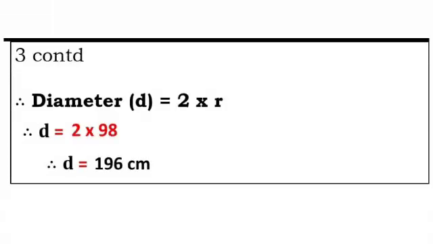Now after finding the radius, you also have to find out the diameter. So diameter is what? Twice the radius. So you are going to write down the formula. Diameter is equal to 2 into r. Therefore diameter is equal to 2 into 98, which is equal to 196 centimeter. So now what is your r? Your r is 98 centimeter and your diameter is 196 centimeter.